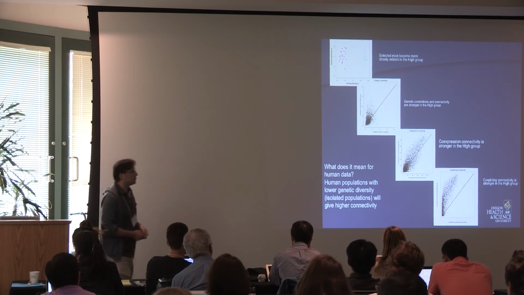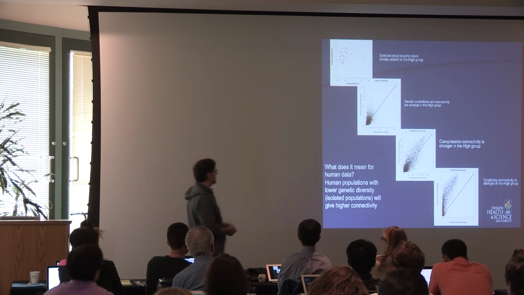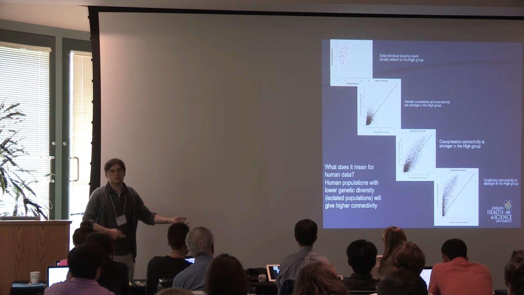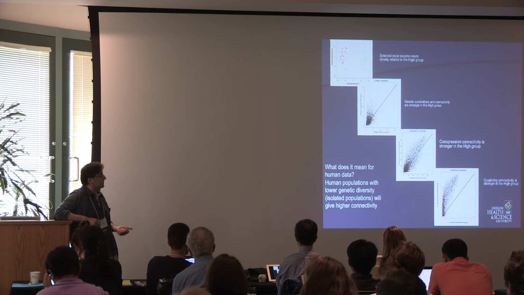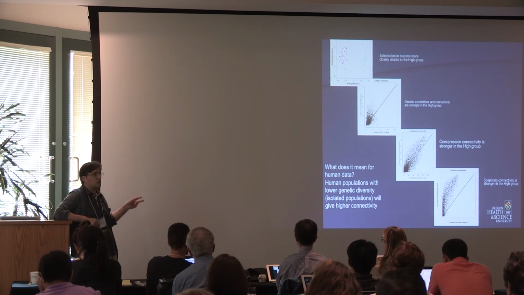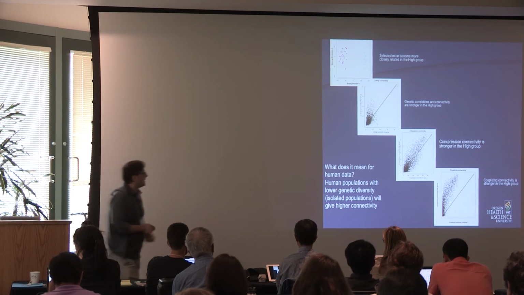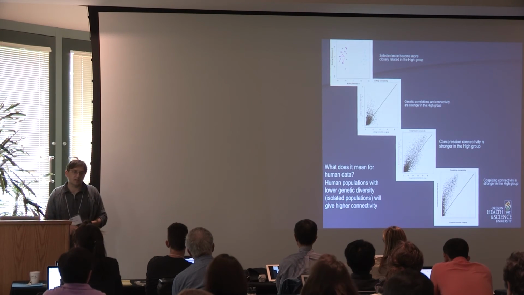So what does it mean for human data? If you are going to compare populations with different amounts of genetic variability, so there are some isolated populations where everybody's cousin with everybody, they're going to be very close. There's going to be a whole lot of correlation, linkage, and also cross-chromosomal correlations. And that will reflect in co-expression and co-splicing networks.